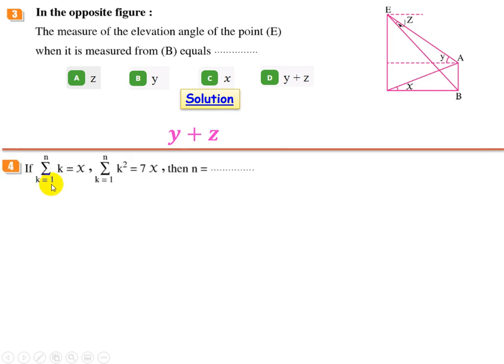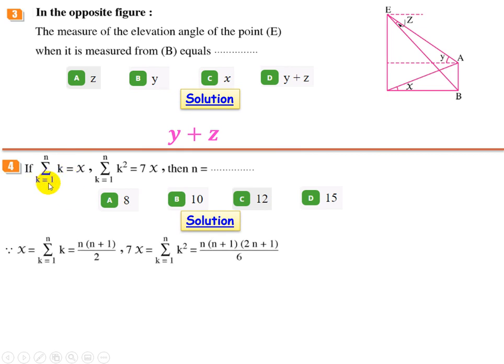Number 4. Summation from k equal 1 to n of k equal x, and the summation of k squared equal 7x, then n equal. By using the summation notation rules, summation of k from 1 to n equals n times n plus 1 over 2, and for k squared equals n times n plus 1 times 2n plus 1 over 6.